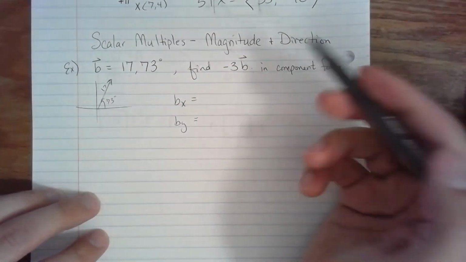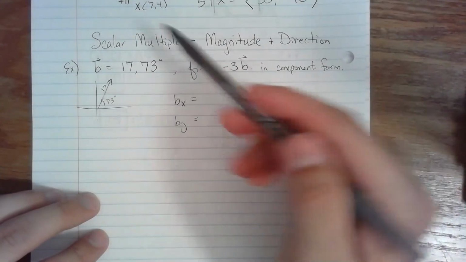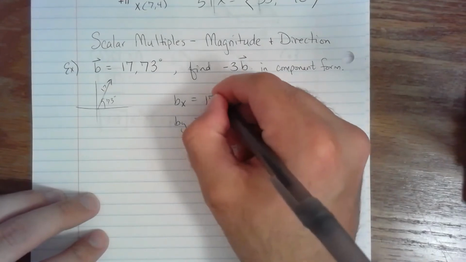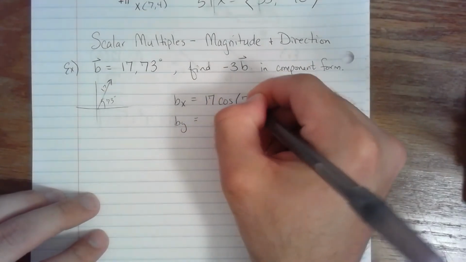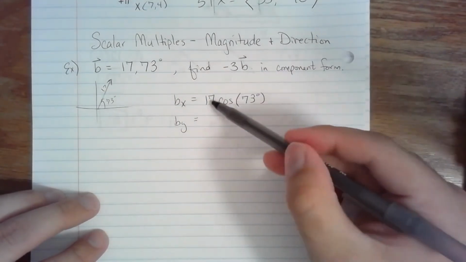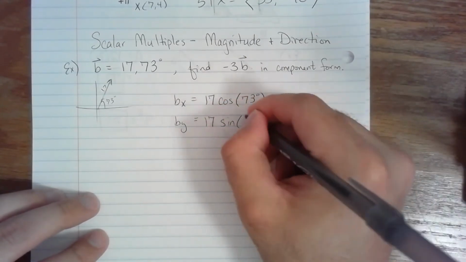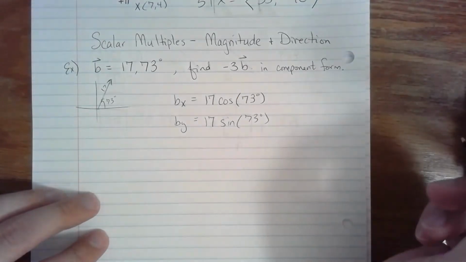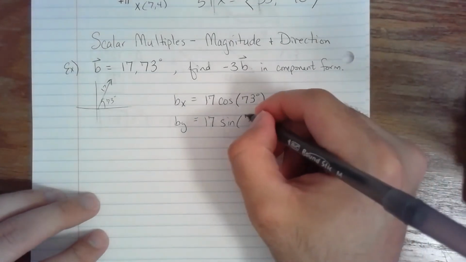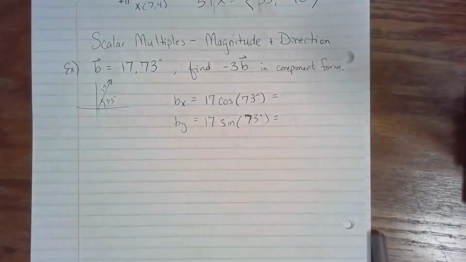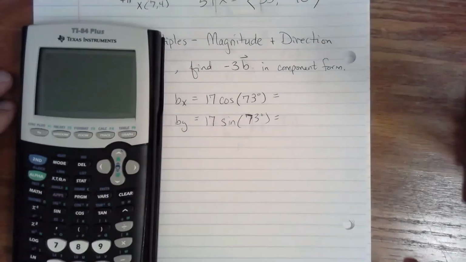The nice thing is if you're given direction like we've been given from the positive x-axis and counterclockwise, all you have to do is take 17 times cosine of your angle, or I should say the magnitude times cosine of your angle, and 17 sine of 73 in this case. And those two values that I get here are going to result in my x and my y components. Now I'll likely have to round these. That's not a huge deal right now. But let's go ahead and just figure out what those values are.